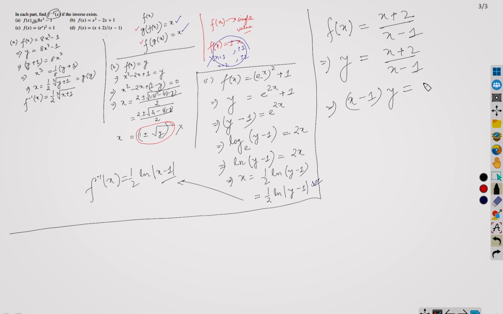I think you can do this. Try this by yourself. Pause the video and then come back and check your answer. Okay, xy minus y equals x plus 2.